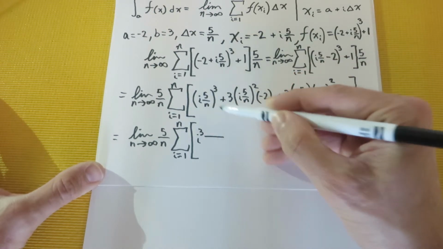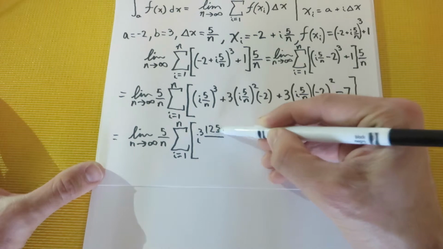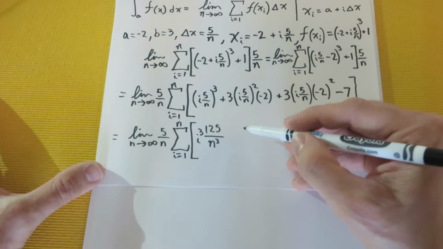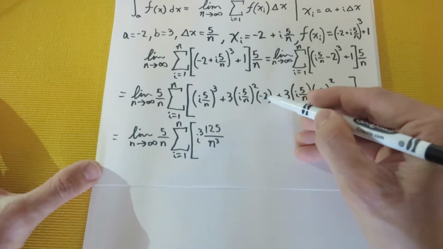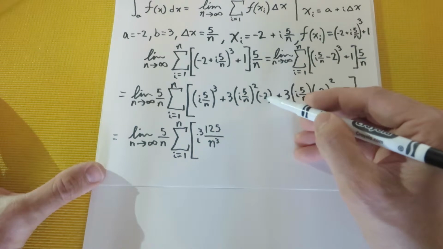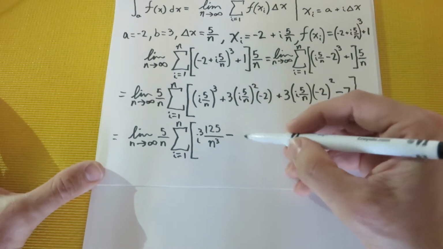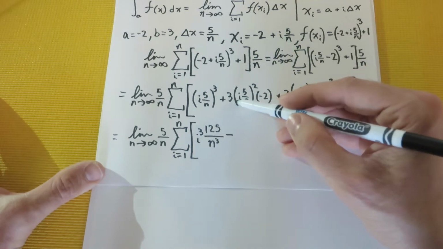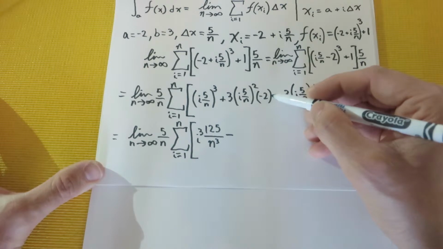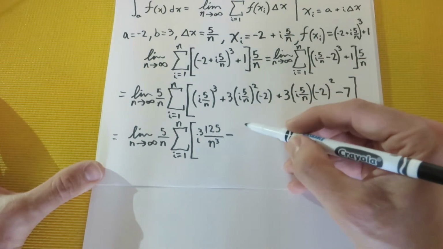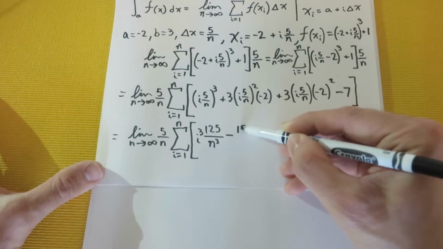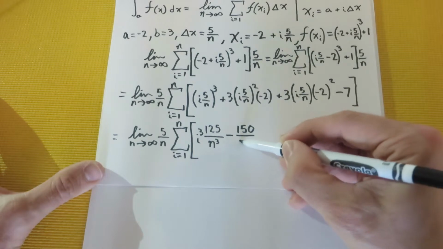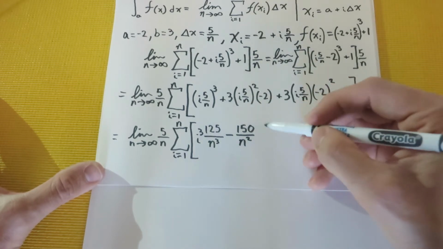This is going to be 5 cubed is 125 over n cubed minus, we're just multiplying by the negative 2 here, so that's going to be minus 5 squared times 3 is going to give us 75, times 2 is going to be 150, so that's going to be minus 150. And we have our n squared under here in the denominator. Don't forget your i squared there.